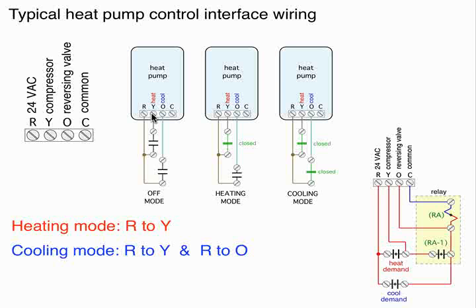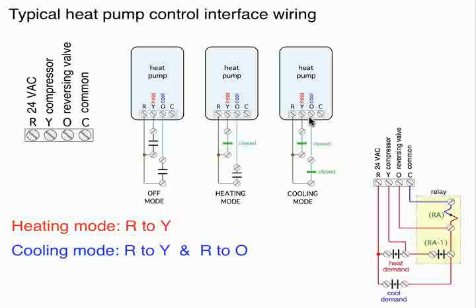Okay? When we want to operate the heat pump in the cooling mode, we've got to do the same thing. We've got to take the 24 volts from the R terminal, get it over to the Y terminal to turn on the compressor. We also have to take 24 volts to the O terminal, and that energizes the reversing valve, and that forces the refrigerant to pass through the refrigeration system so that the machine is operating in a cooling mode.